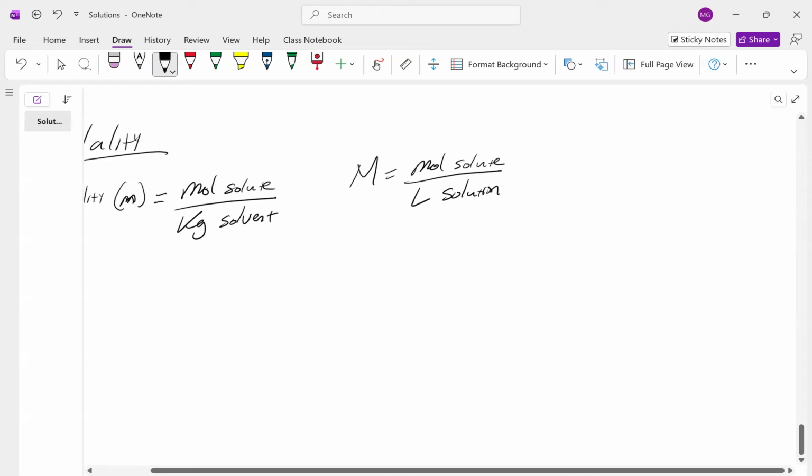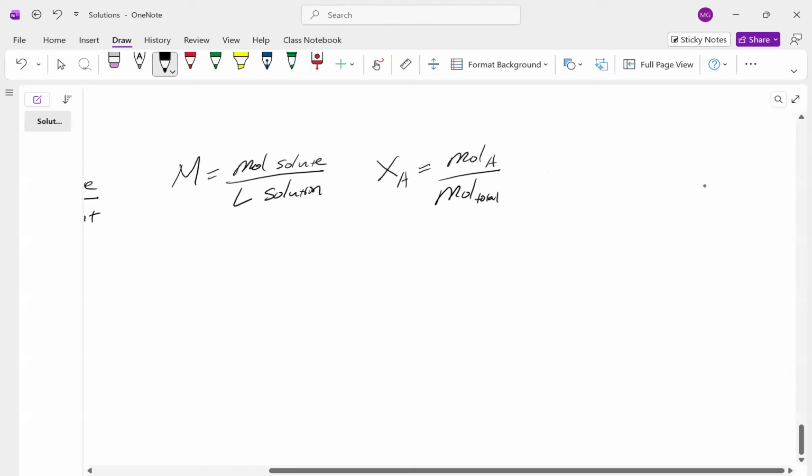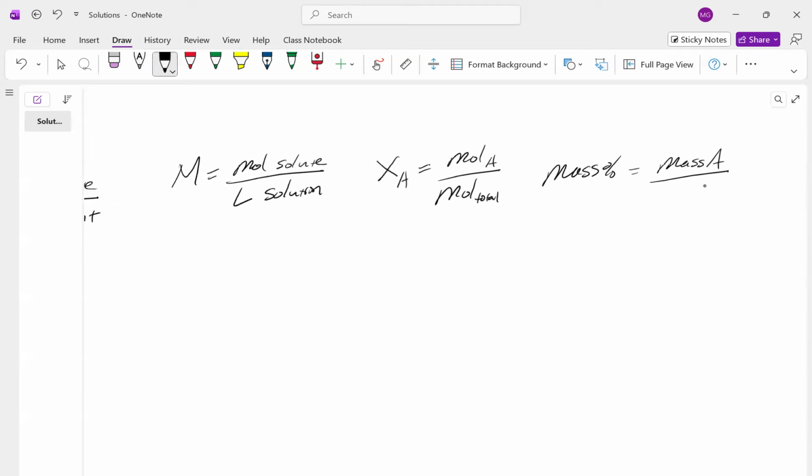Now let's just review some other types of concentrations that we've talked about. We looked at mole fraction. So it's the moles of a substance over the total moles that are in the solution. And then we also looked at mass percent, the mass of a solute over the total mass of the whole solution times 100 to put it into percent.